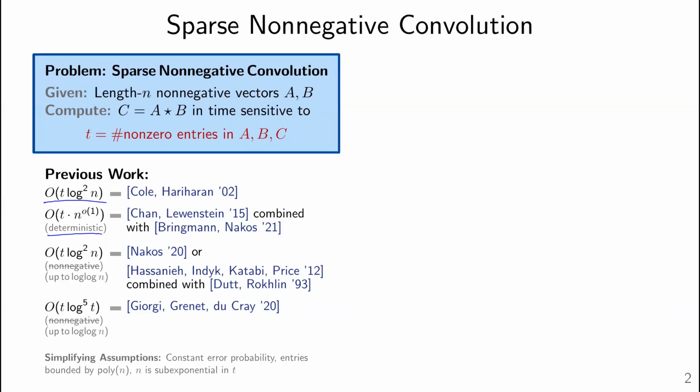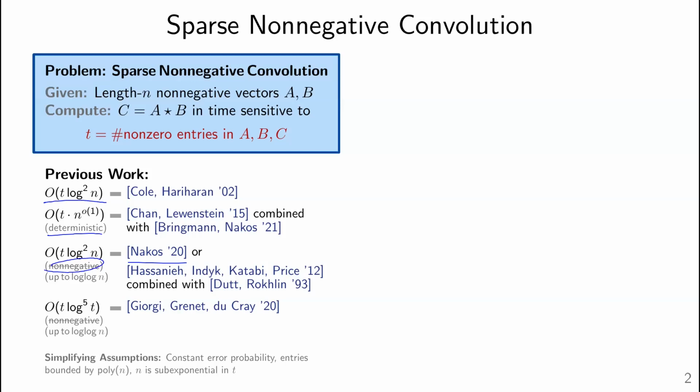You can remove the assumption that the vectors have to be non-negative. This actually works in two different approaches, for instance, using a hashing-based approach, the one which we will also see later for our algorithm, and using a very different approach by combining the best known techniques for sparse Fourier transforms and semi-equispaced Fourier transforms. And finally, there has been some work on turning these log n factors into log t factors.